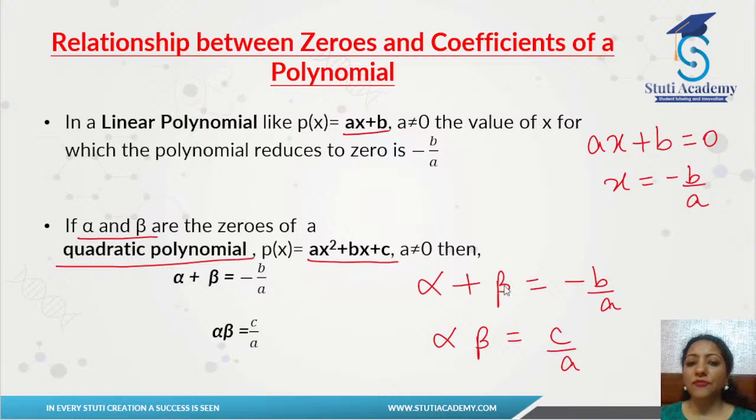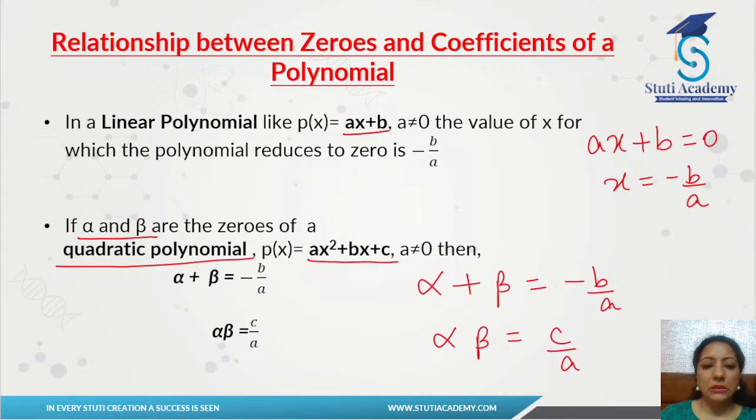Now, if we take alpha and beta as the 2 zeros and we add them, the sum of the zeros will be the same as minus b upon a. That means minus the coefficient of x upon the coefficient of x square. In the same way, if we take alpha and beta, the zeros of the polynomial, and we multiply them, the product will be the same as c upon a. C, that is the constant term, upon a, that's the coefficient of x square.